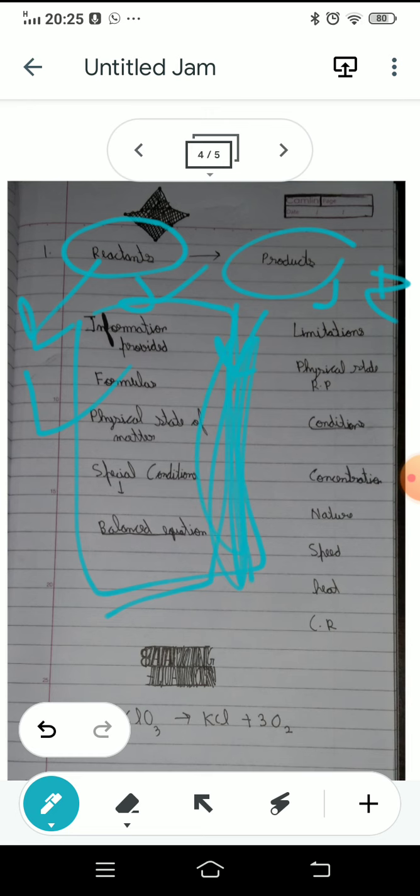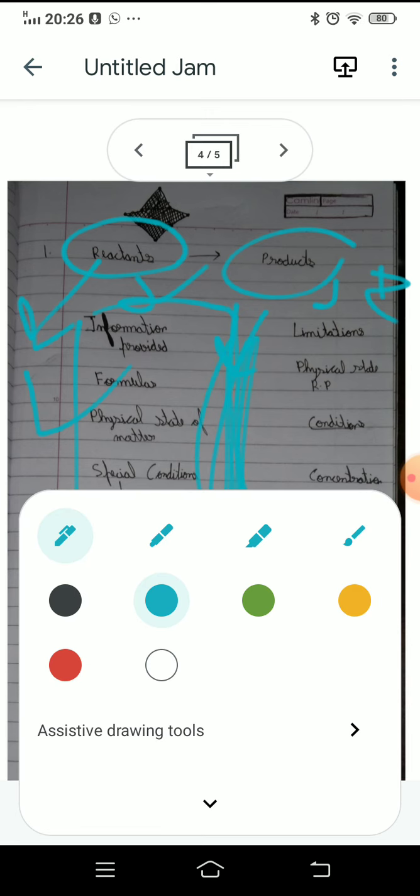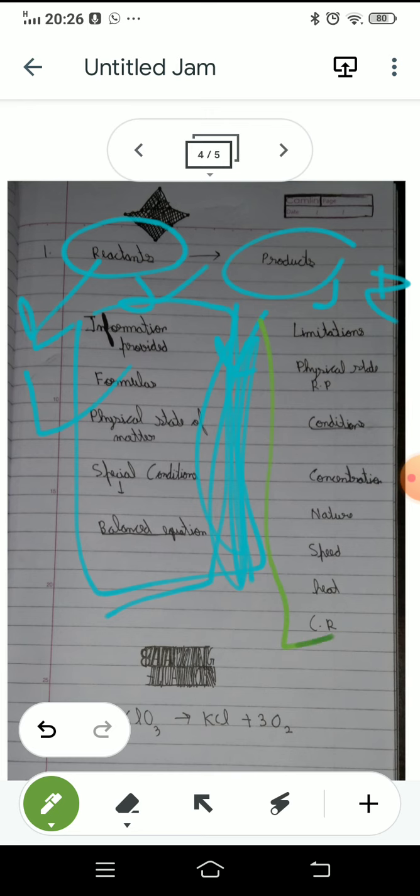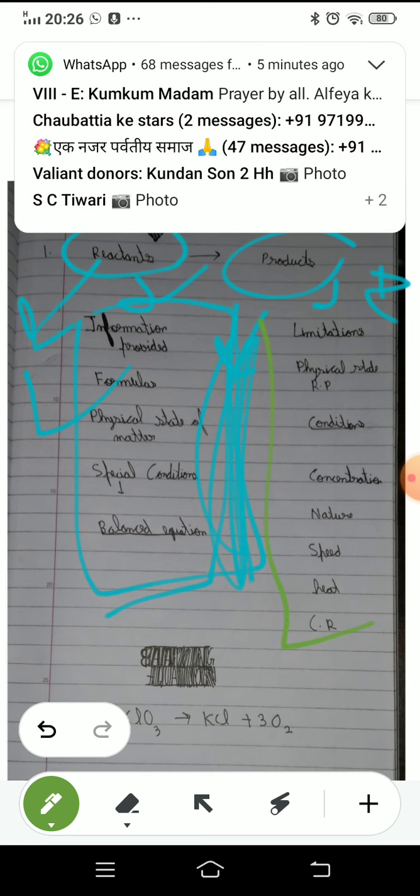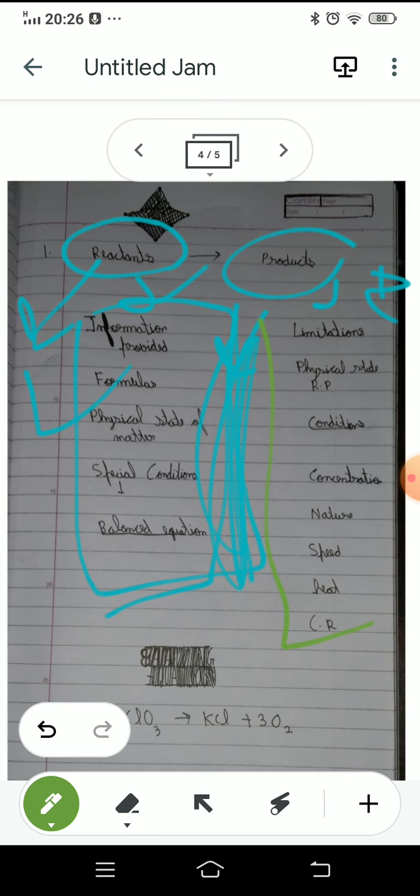Now I will tell you about limitations. So let me mark it with green. Limitations: first of all, you have to see the physical state of the reactants or the products. Then you have to mention some of the conditions, which can be your temperature, heat, pressure or catalyst. Then the concentration, whether concentrated or dilute solutions. The nature of the chemical reaction, the speed of the chemical reaction, and the heat of the chemical reaction.